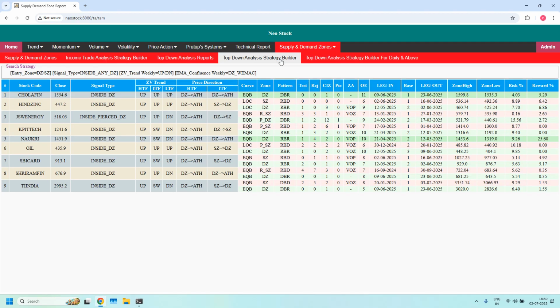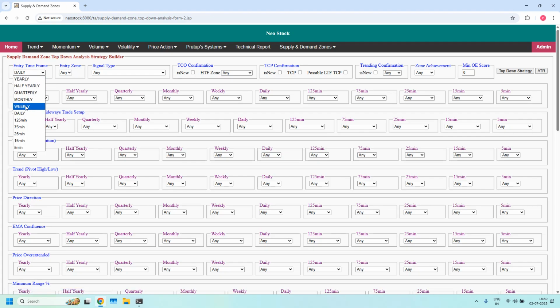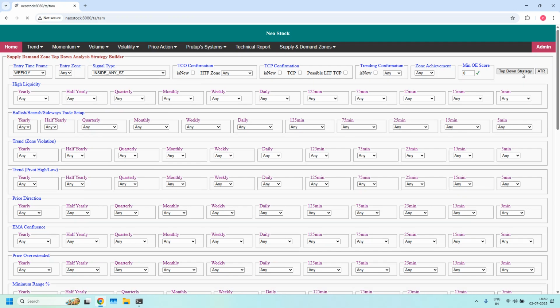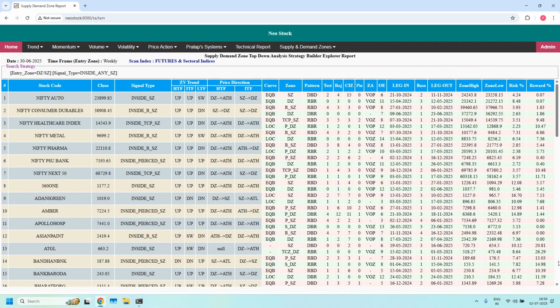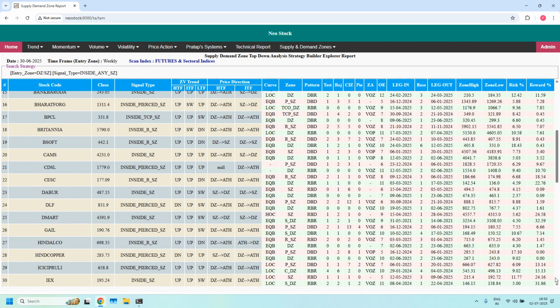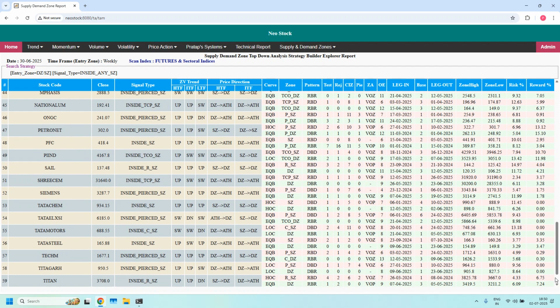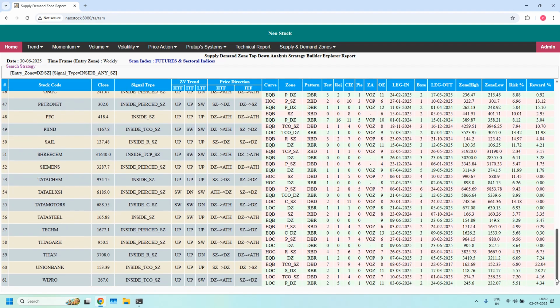Okay, next, price closed inside the weekly supply zone. First 15 stocks in the list. Scrolling the list down. Total 61 stocks are filtered.